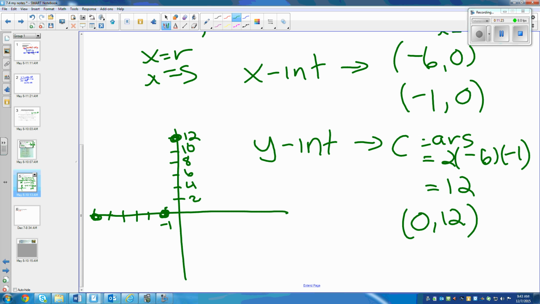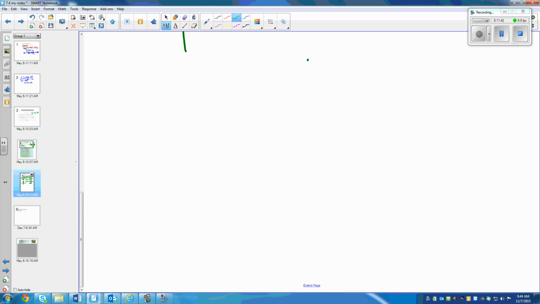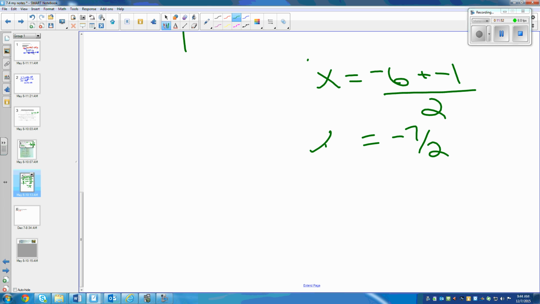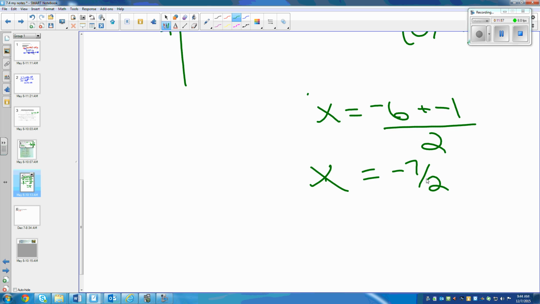We need our vertex. Do we know any piece of our vertex? What else were we shown to do today? The axis of symmetry, that line of symmetry. So how do we come up with the line of symmetry? There's an equation: r plus s divided by 2. So x is equal to -6 plus -1 divided by 2. That gives you -7/2 as our axis of symmetry. That's -3.5 in decimals.